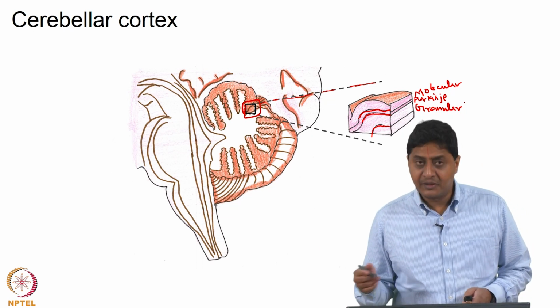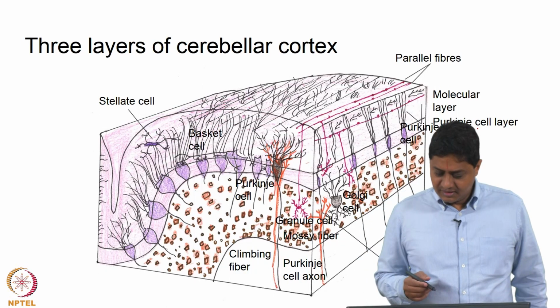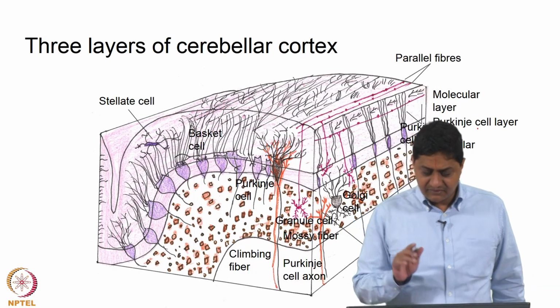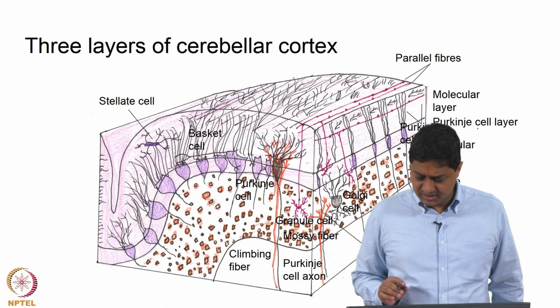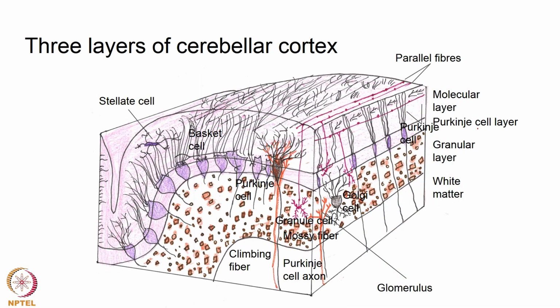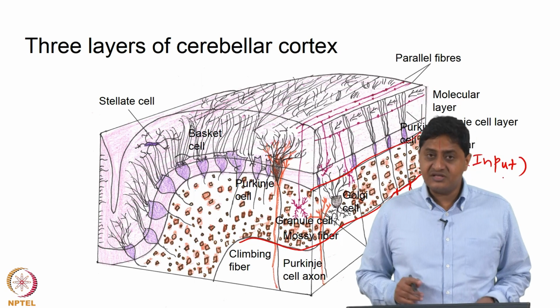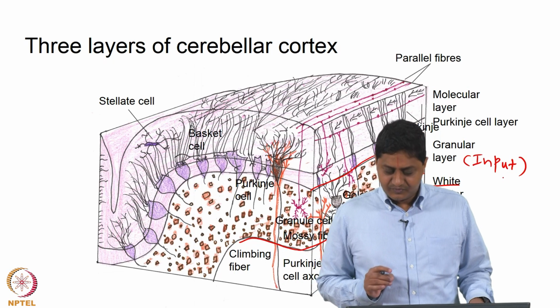So, a bigger picture is in this slide. This is relatively confusing, but we will take it step by step to understand what is going on. So, the inputs come from the bottom. So, this is white matter. At the granular layer, which starts around here, this layer is the major input layer of the cerebellum.